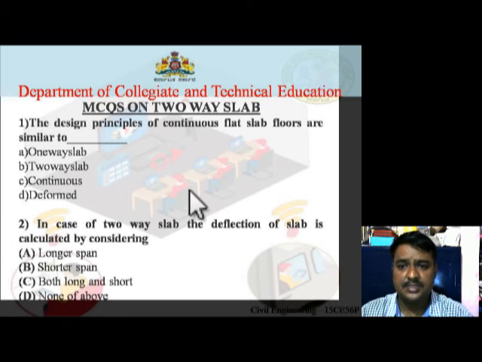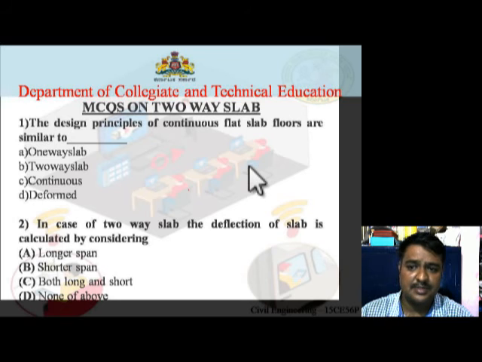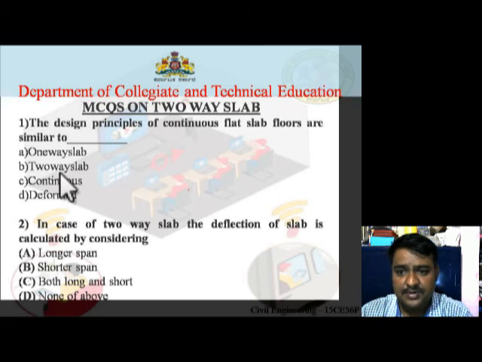The design principles, consider the first one. The design principles of continuous flat slab floors are similar to: first one, one way slab; second, two-way slab; third, continuous slab; fourth, deformed slabs. So which one is the answer? The answer is two-way slab. The design principles of continuous flat slab floors are similar to two-way slabs. So the answer is B. B is the right answer.